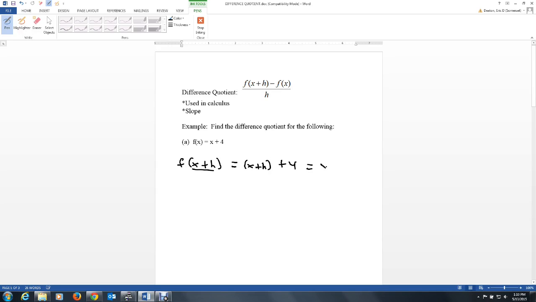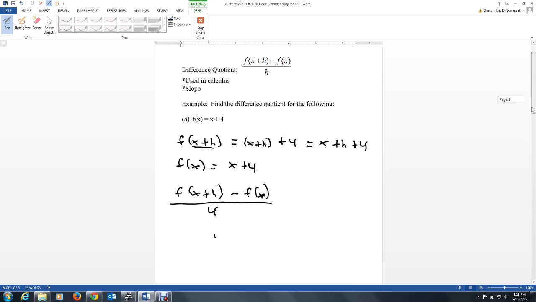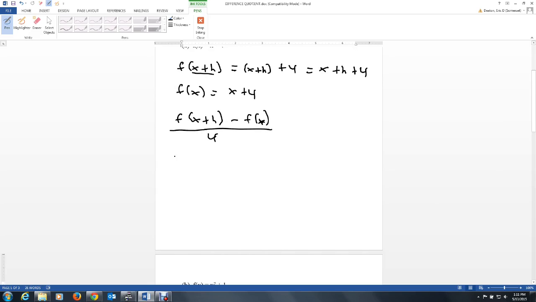So the only thing I'm going to do is just get rid of the parentheses. So we have x plus h plus 4. That's what f of x plus h is. And we're given that f of x is x plus 4. So I'm going to take this difference quotient and rewrite it just so you can see exactly what's going on. I want you to see what we're doing isn't really that big of a deal once you understand what the f of x plus h is. So I'm going to rewrite it like this.